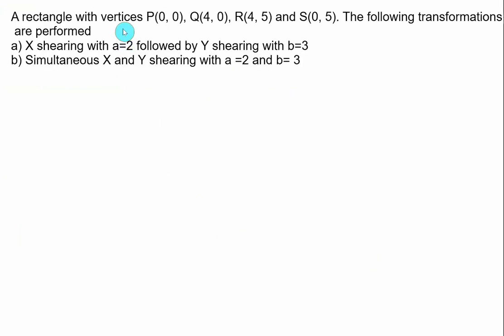A rectangle with vertices P 0 0, Q 4 0, R 4 5 and S 0 5. The following transformations are performed. In the first case, x shearing with a equal to 2, followed by y shearing with b equal to 3. We have to perform two operations. First is x shearing with a factor equal to 2 and then y shearing with a factor equal to 3. And in the second case, you have to do both x and y shearing with factors equal to 2 and 3 respectively along the x and y axis, and you have to find the final coordinates.